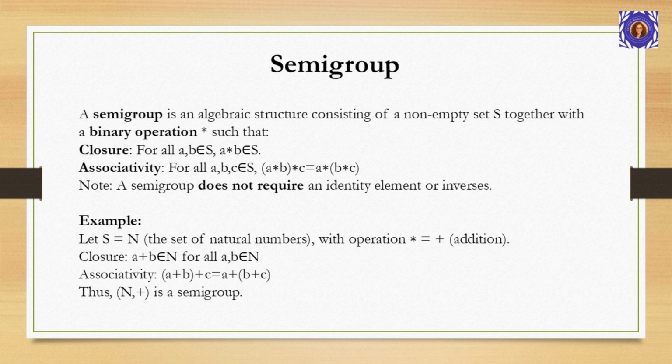Let me give you a concrete example. Let S equal the natural numbers N, with operation star equal to addition. For closure, a plus b belongs to the natural numbers for all a, b belonging to the natural numbers. For associativity, the quantity a plus b plus c equals a plus the quantity b plus c. Thus, the natural numbers under addition form a semigroup.